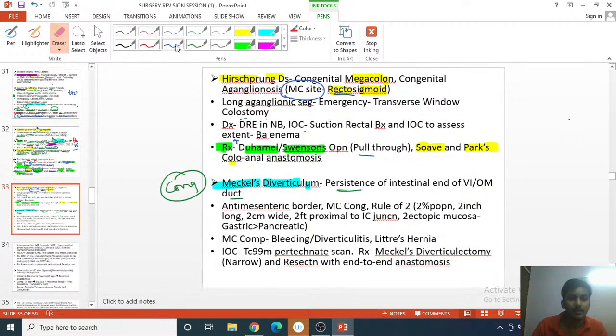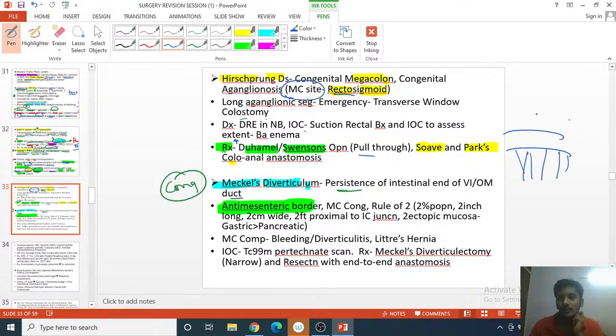Remember the next thing. Meckel's diverticulum is common on which border? It is seen on the anti-mesenteric border. The intestine is connected to the mesentery on one side, and on the other side Meckel's diverticulum can be seen. So it is seen on the anti-mesenteric border. It is the most common congenital diverticulum, as discussed. Then a rule of two is followed, very important in case of Meckel's. A rule of two is followed in cases of Meckel's diverticulum.